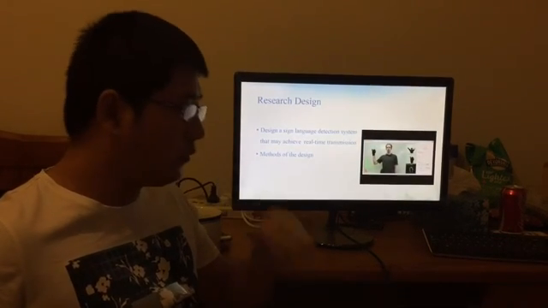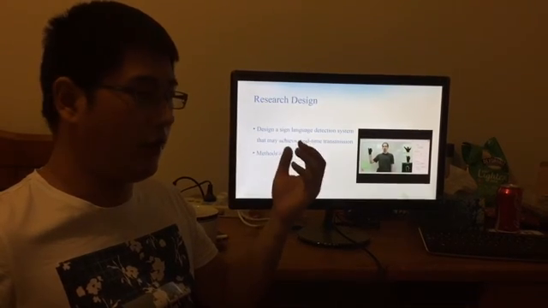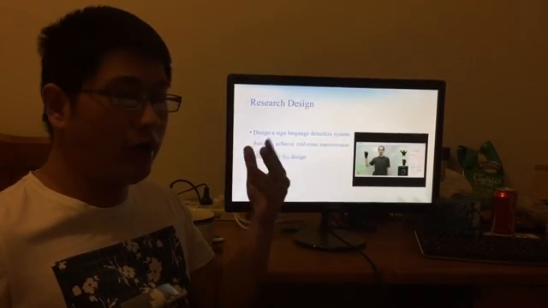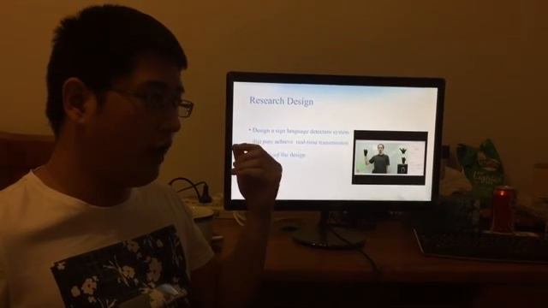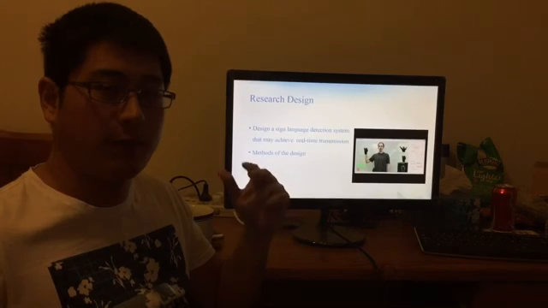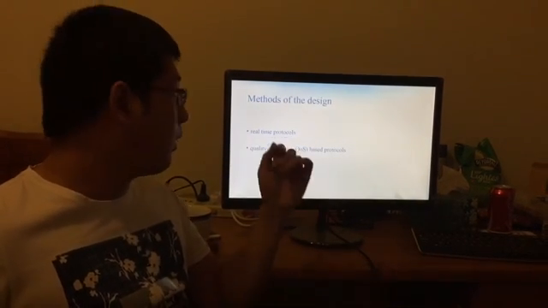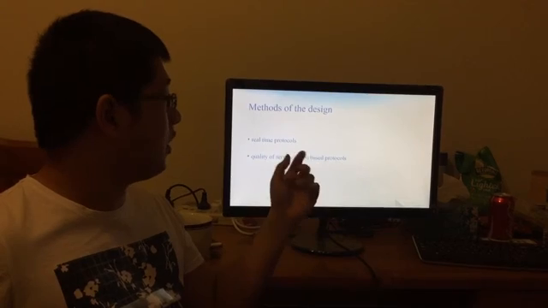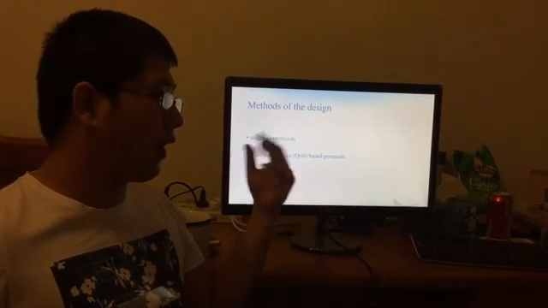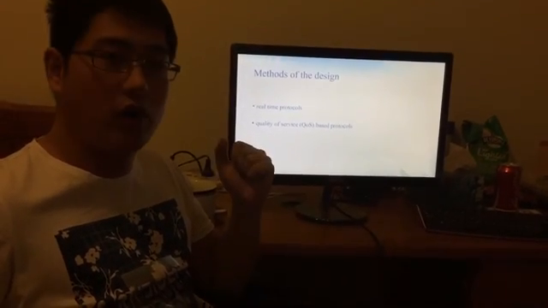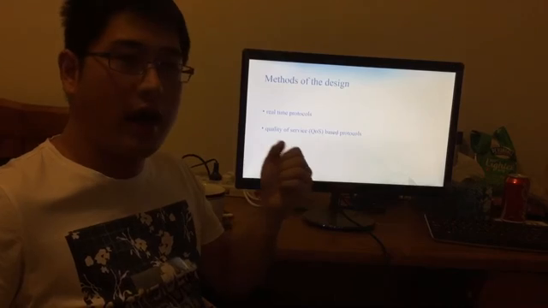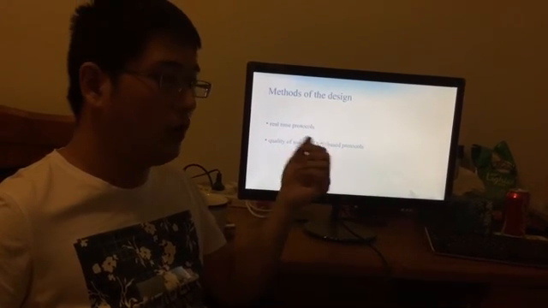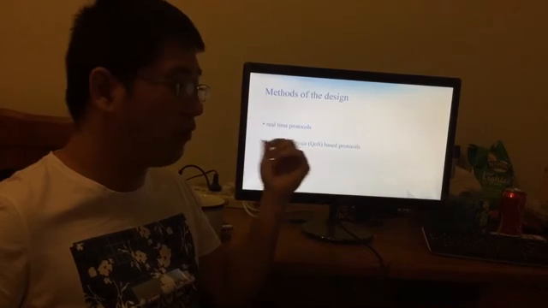So how do we do this research design? In this topic, we will design a sign language detection system that may achieve real-time transmission, and later we will talk about the methods used in this design. As you can see from the PowerPoint, there are two methods I used to conduct this design. The first one is to use a real-time protocol, and the second one is to compare and select the best QoS protocol to improve the design.